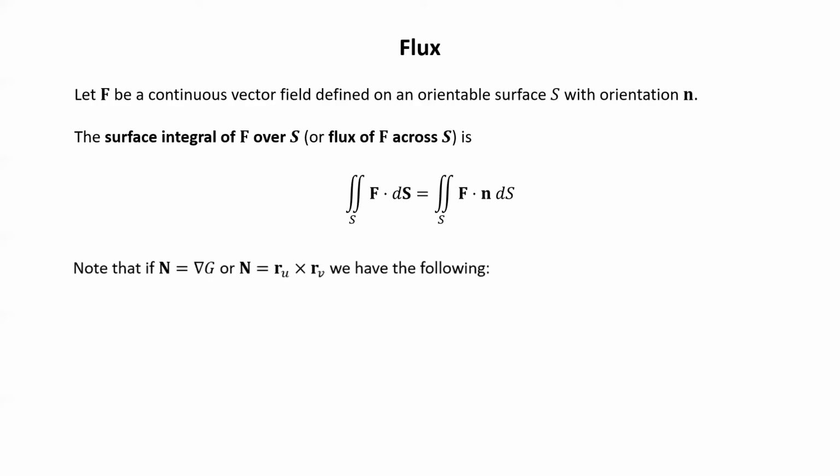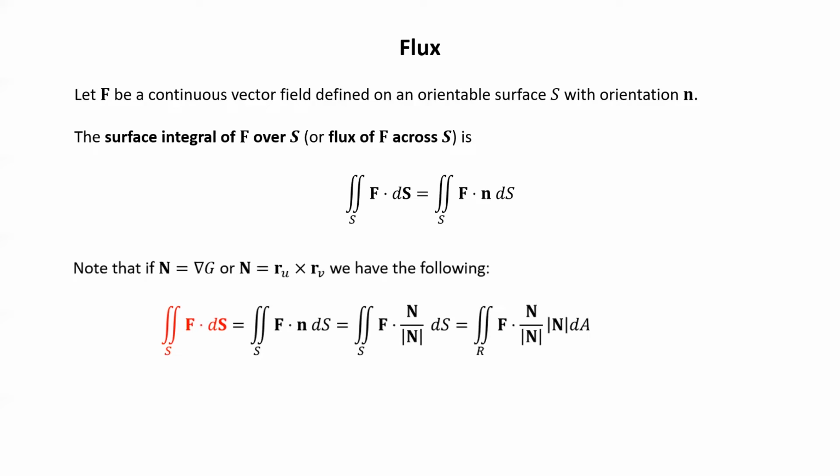Note that if capital N is the gradient of G, or capital N is the cross product of the partial of R with respect to U and the partial of R with respect to V, then we have the following. Just recopying the definition of the flux, the flux of F across S is the surface integral of F dot n dS. Now, little n is equal to capital N over the length of capital N.